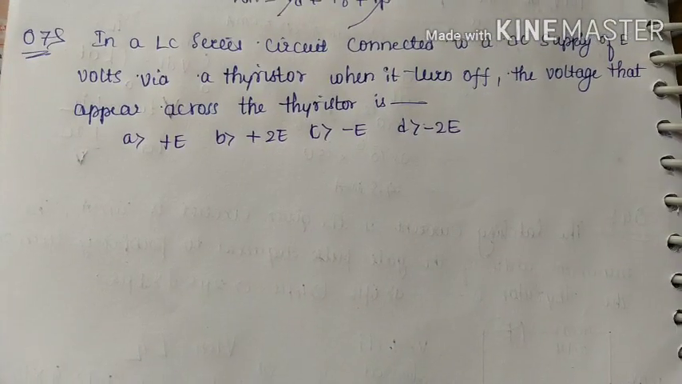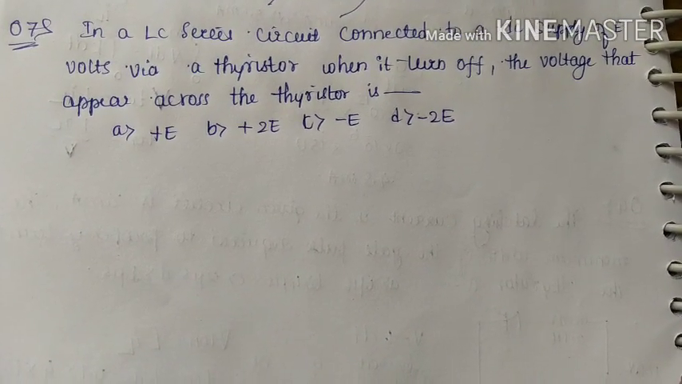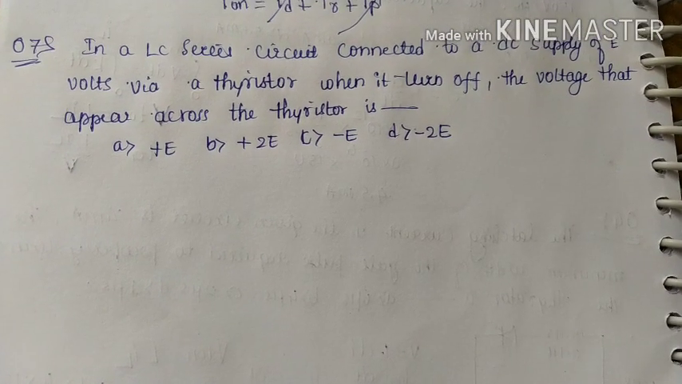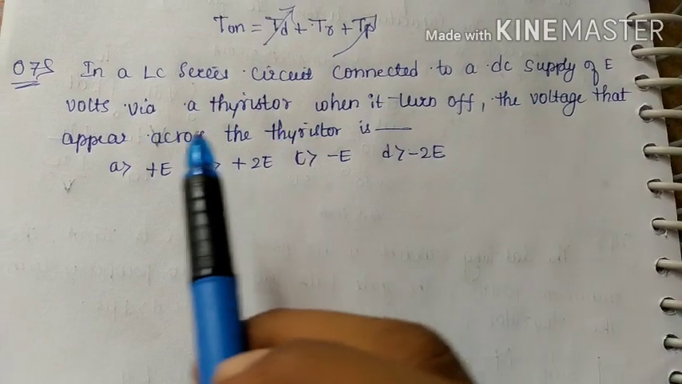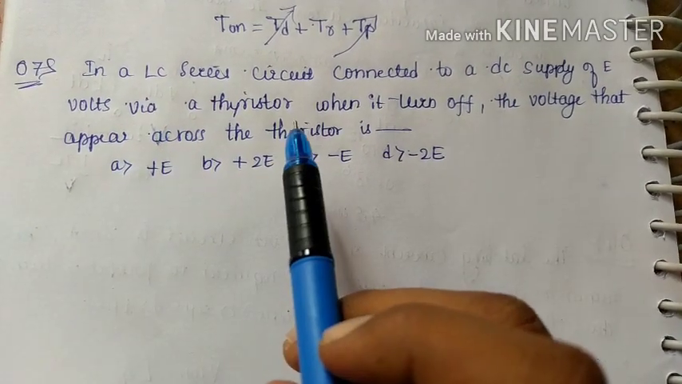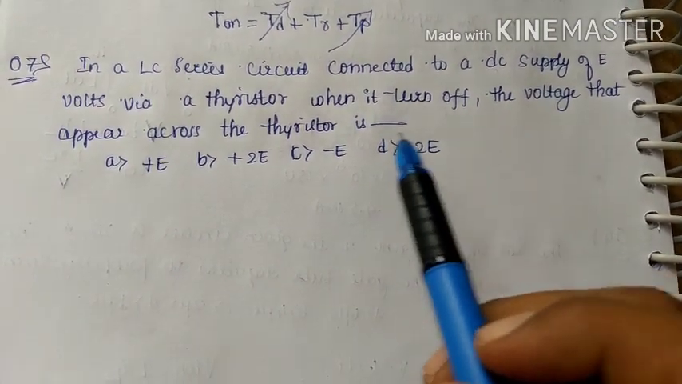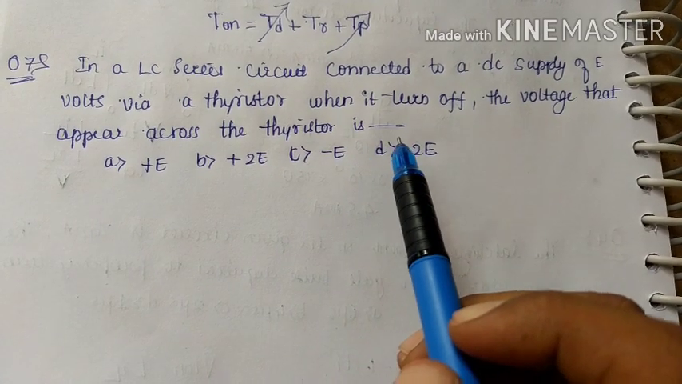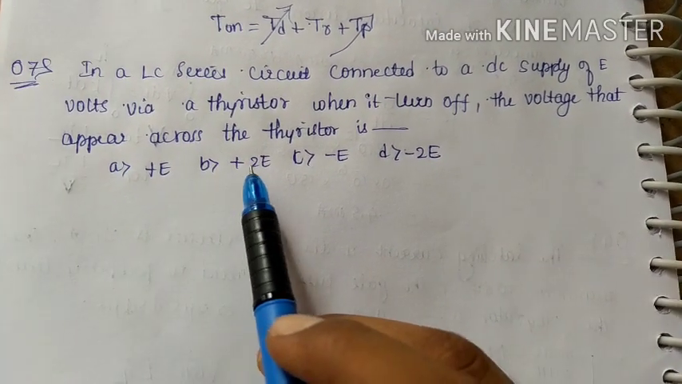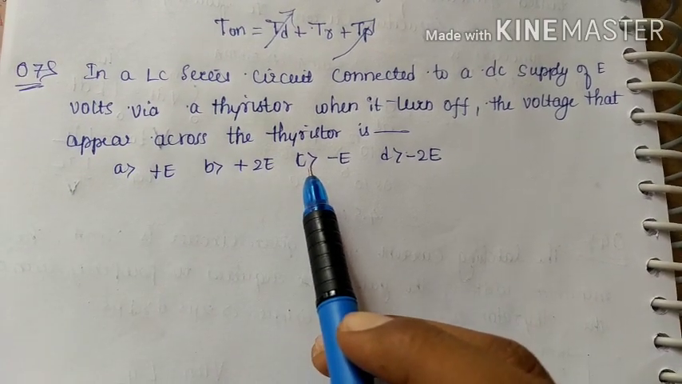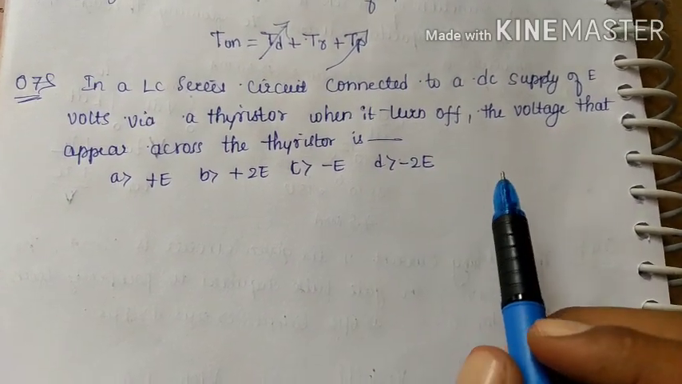Here is the next question, and this question is also asked in IES second paper 2010. So in a LC series circuit connected to a DC supply E volts via a thyristor, when it turns off, the voltage that appears across the thyristor is dash. They are asking. So they have given options as A plus E, B plus 2E, C minus E, D minus 2E.